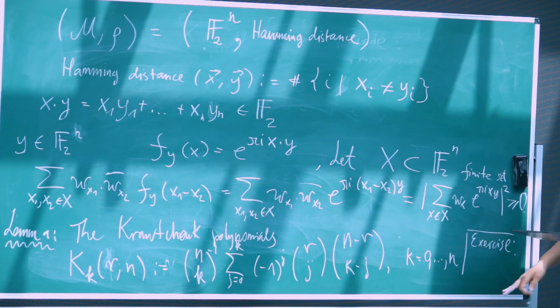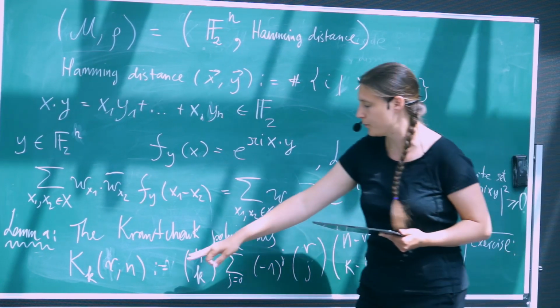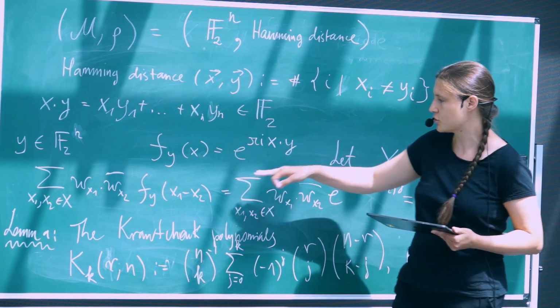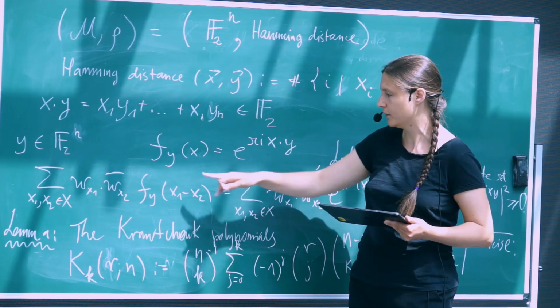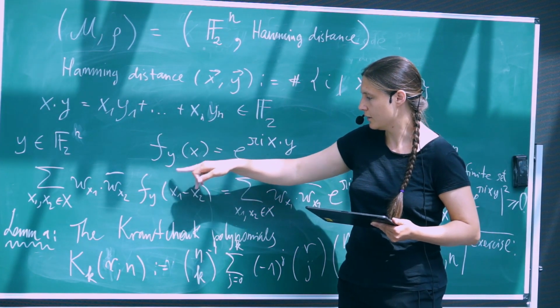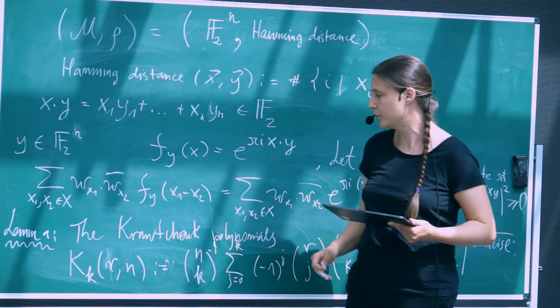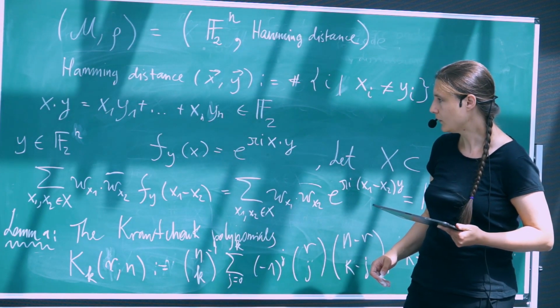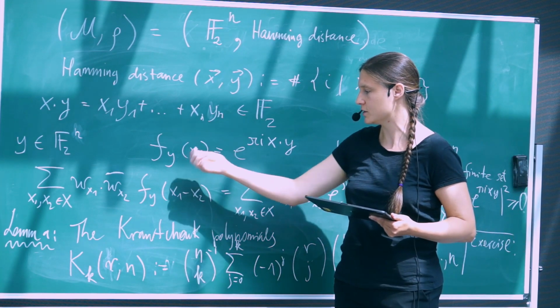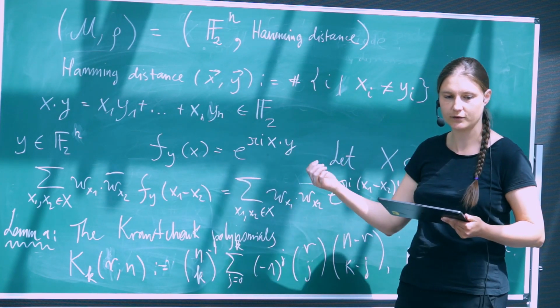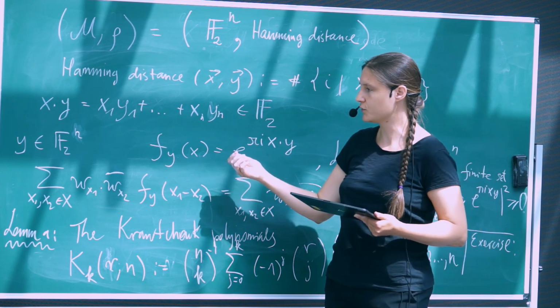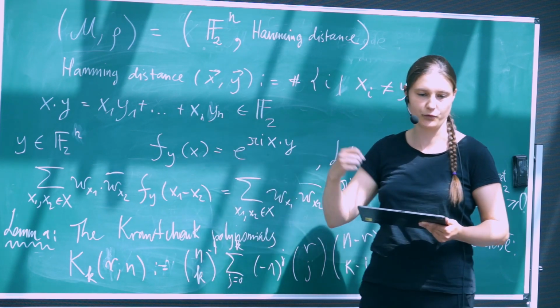The hint for the exercise is to show that the Kravchuk polynomial is an average of a function like this, where for y we have the action of the symmetric group. Under the action of the symmetric group, each orbit is just the vectors of a given weight, or vectors with a fixed distance to zero.